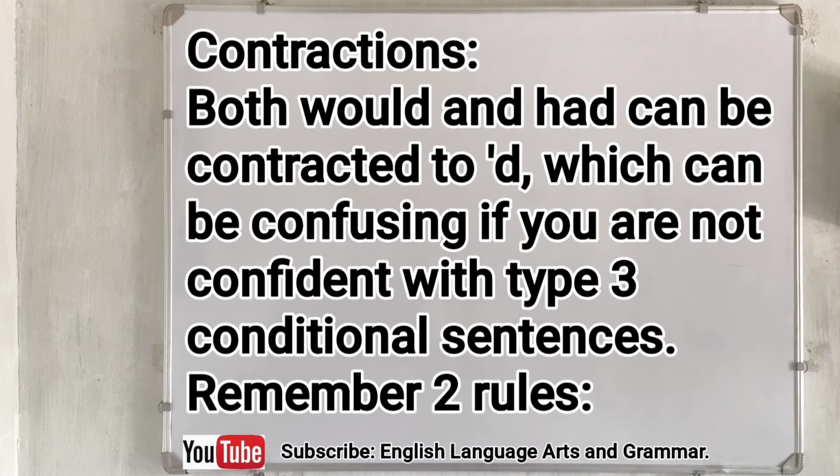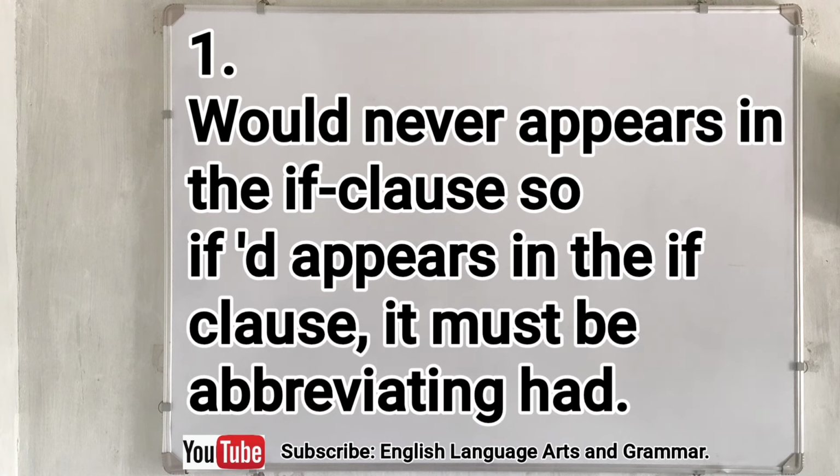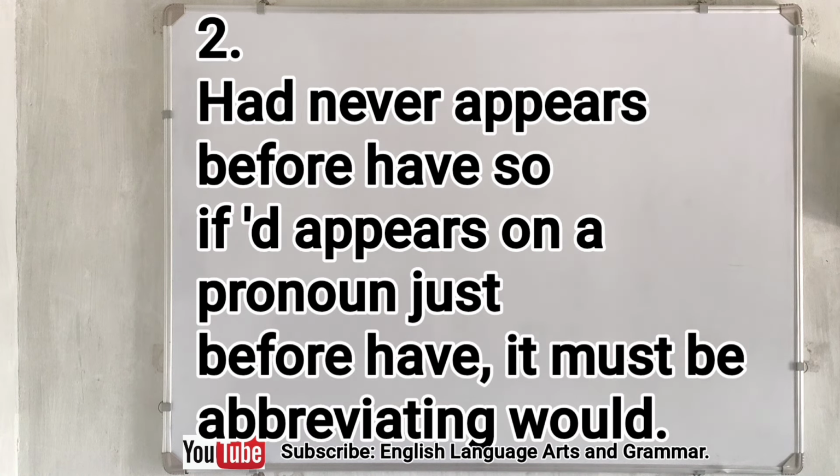Both would and had can be contracted to apostrophe D, which can be confusing if you are not confident with Type 3 conditional sentences. Just remember two rules. The first one, would never appears in the if clause, so if apostrophe D appears in the if clause, it must be abbreviating had. Rule number 2, had never appears before have. So if apostrophe D appears on the pronoun just before have, it must be abbreviating would.